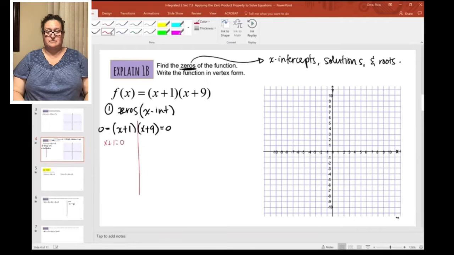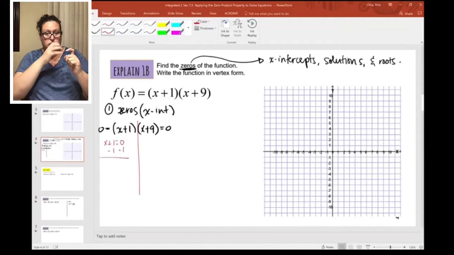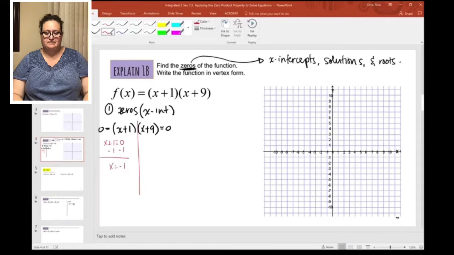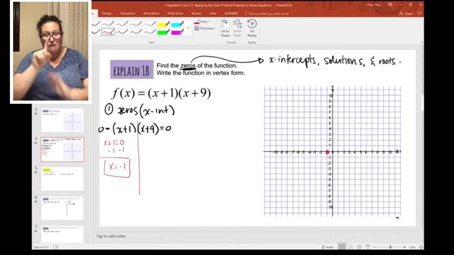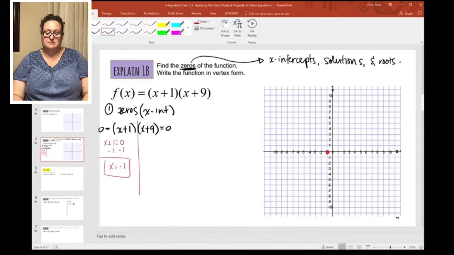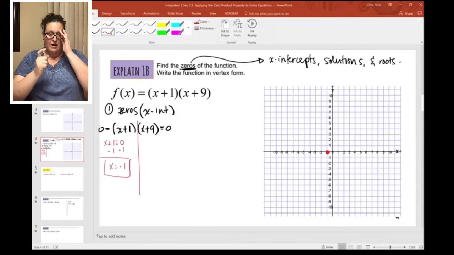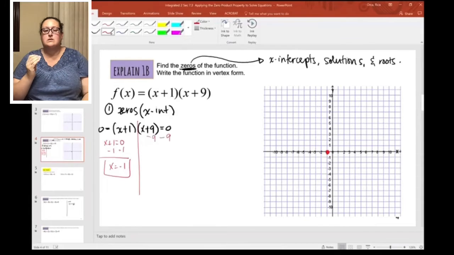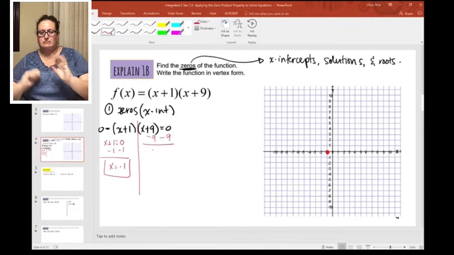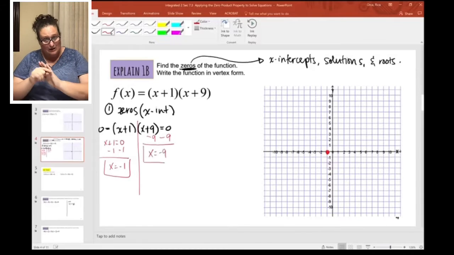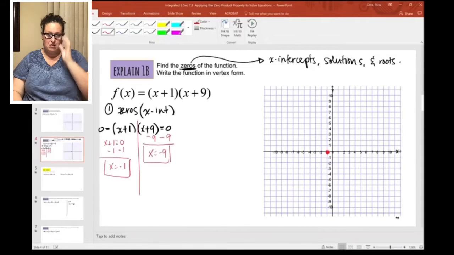So x plus 1 equals 0. To get x by itself, I want to subtract 1 from both sides. X equals -1, which means that we have an x-intercept at -1. Okay, for x plus 9 equals 0, I want to subtract 9 from both sides. That's going to give me x equals -9. So our second zero is at -9.